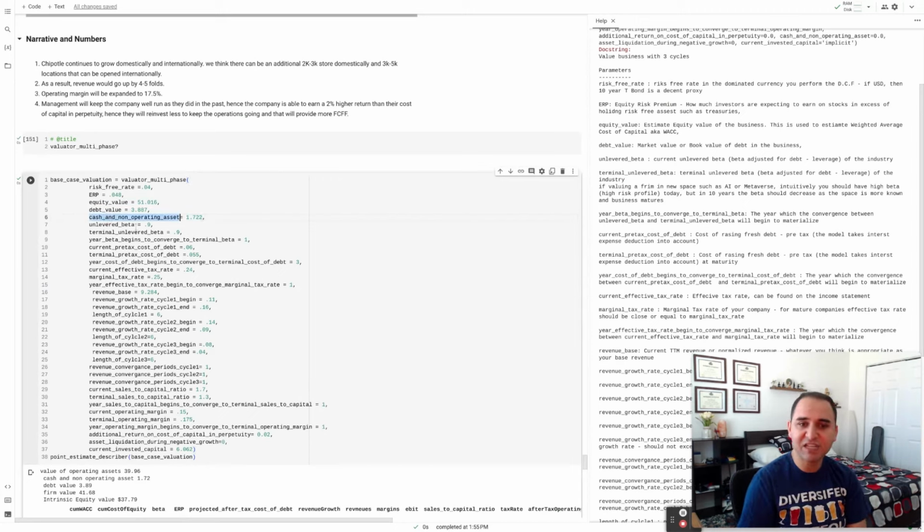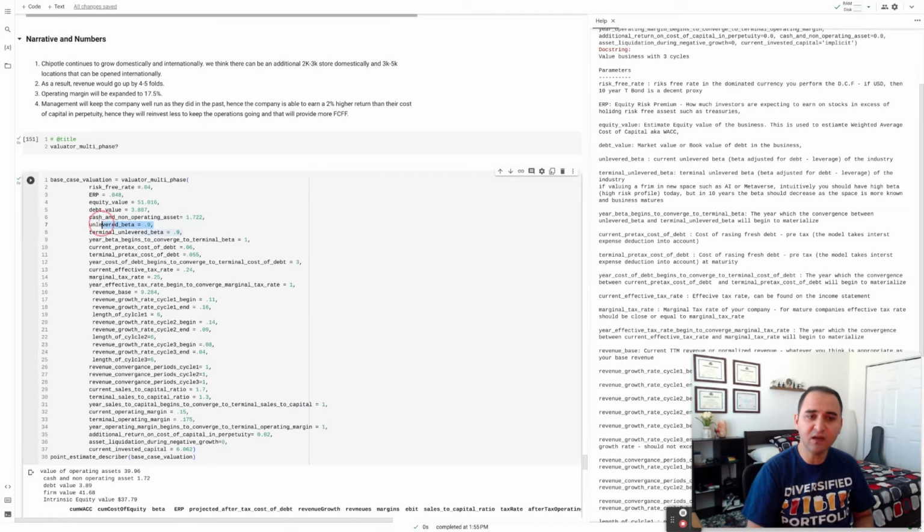We have the cash and non-operating assets. Here we are looking at things that are not part of the operations, because we are valuing the operations, we are valuing the business. Anything that is not in the form of cash or debt is on the side, and we will bring it into the account at the last.